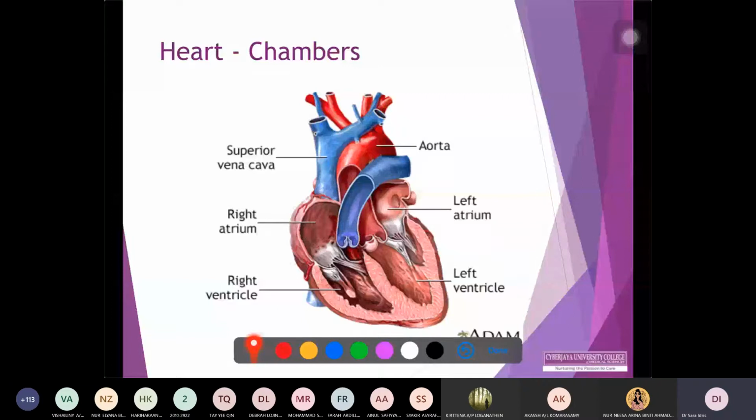Okay, so you can see the heart is basically divided into quarters. You have first the left and right half, and then you divide it further into quarters. So you have a right atrium and a left atrium, and a right ventricle and a left ventricle. So the atrium will receive blood, and the ventricles will contract to pump blood either to the lungs or to the rest of the body.